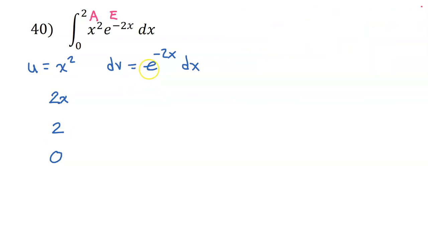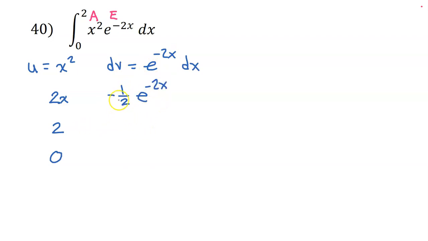Now we take the antiderivative of the dv expression over and over again until we get down to the 0 row. We have to do a mental u substitution here. u is negative 2x, so u prime is negative 2. We divide by u prime by putting a negative 1/2 in the front. Then the antiderivative of e to the u is e to the u.